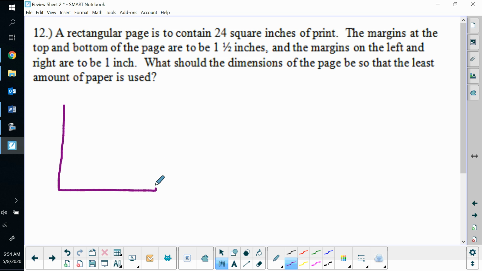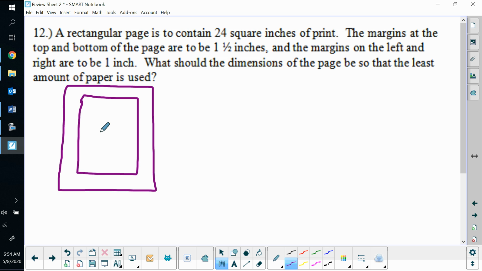So let's draw a picture. So here's our rectangle, and then we've got the printed space in here. So let's call this x and this y, say. So one thing that we know is the printed space, xy, should equal 24. Actually, let's do this. I want to switch something. Because we eventually want the dimensions of the page, it might make more sense. Let's call the entire page x and y, because then we won't have to do anything extra at the end. So let's call that x and y.